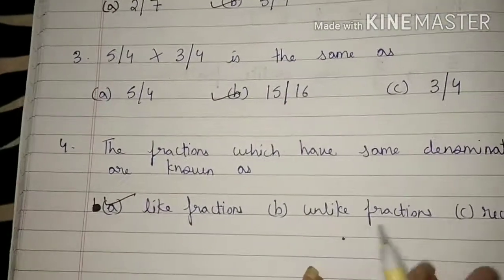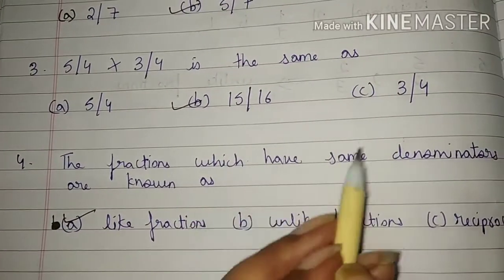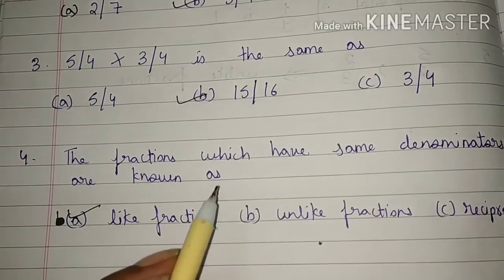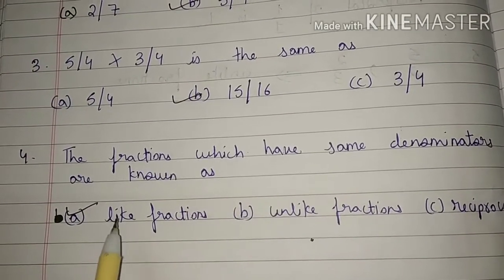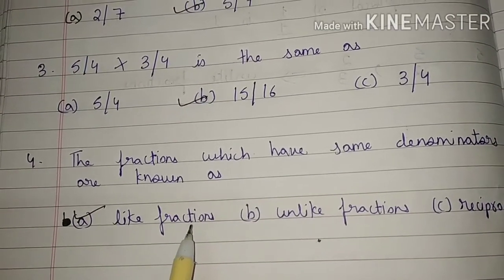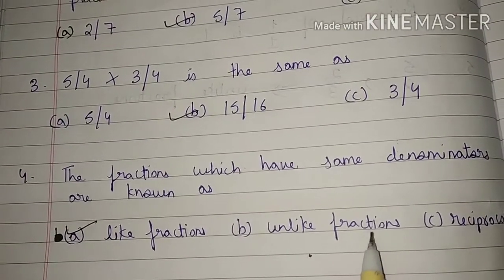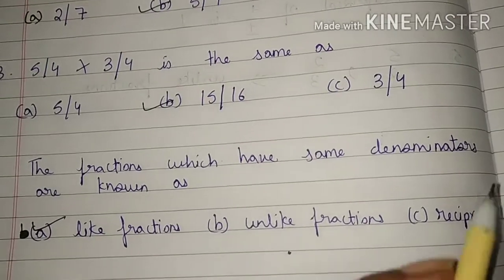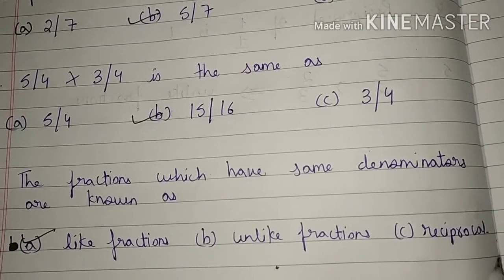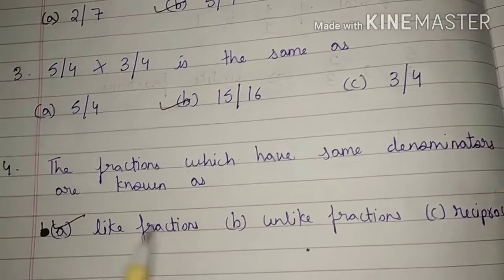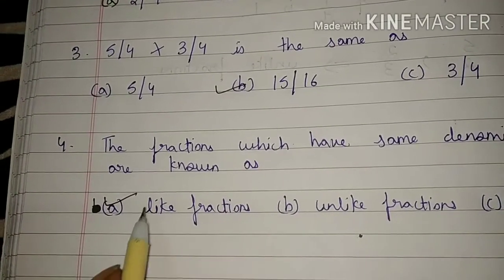Now students, come to question 4. The fractions which have same denominators are known as. Students, you can see here 3 options are given to you. Like fractions are those fractions which have same denominator. Unlike fractions are those fractions which have different denominators. Reciprocal is used to interchange the numerator and the denominator. So students, your correct answer is like fractions.